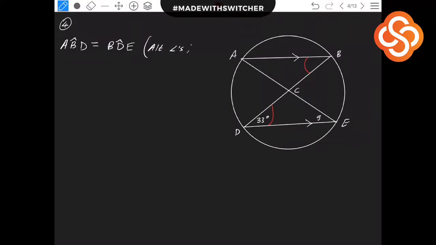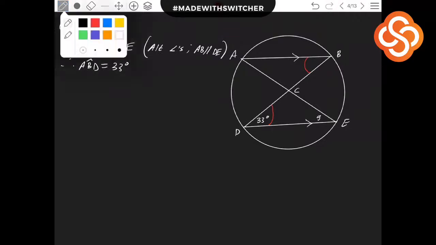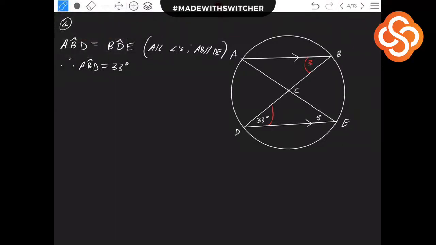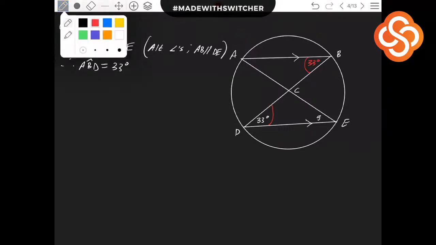Why? Because we know that AB, which is given to us, AB is parallel to DE. This is given information. That's what we know. Therefore, ABD is going to be 33 degrees. Now let me indicate it there. Remember what I said: the information that I'm going to put on the diagram will be in red.